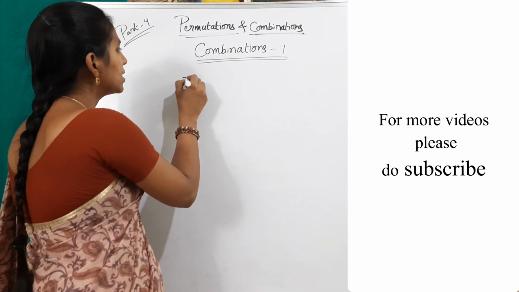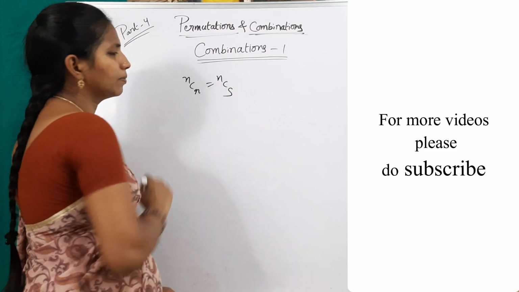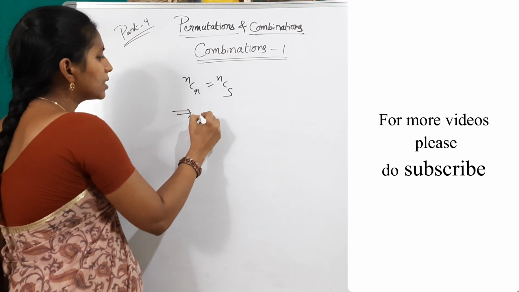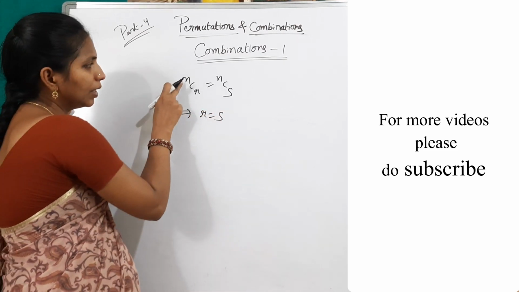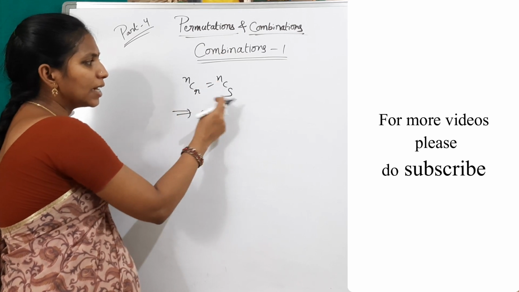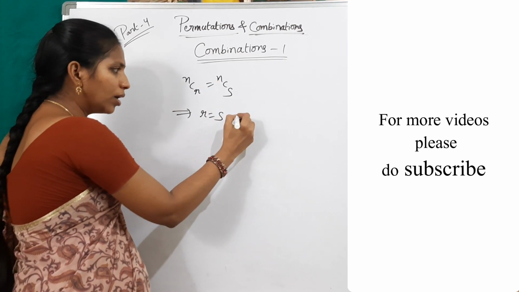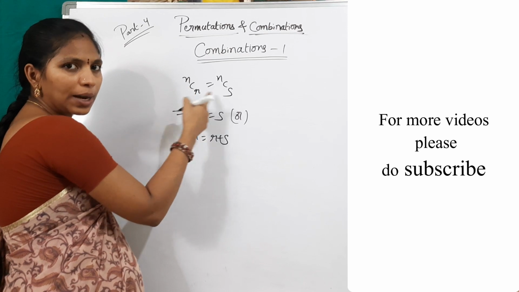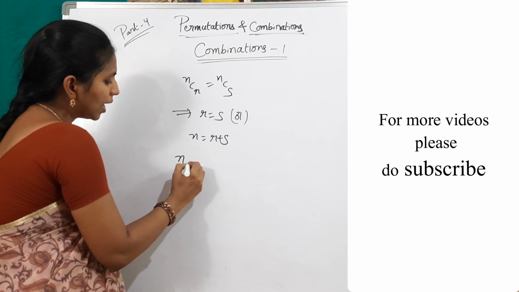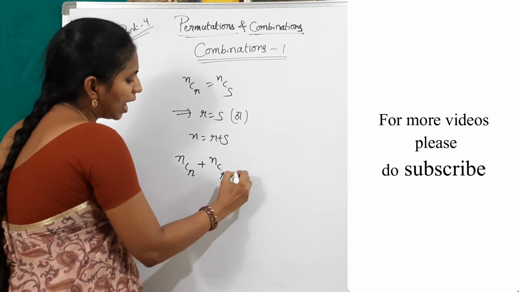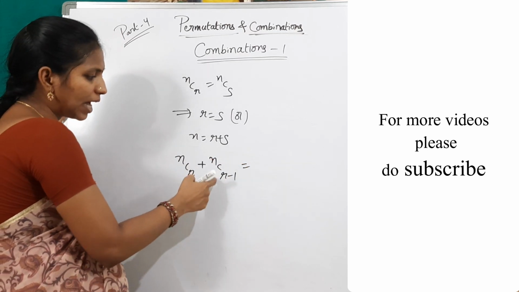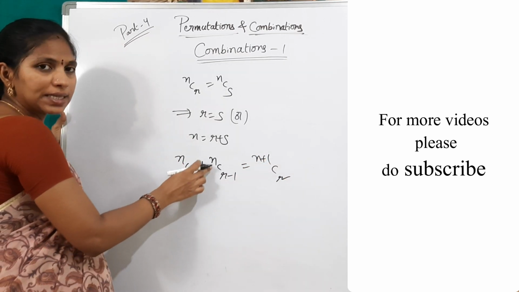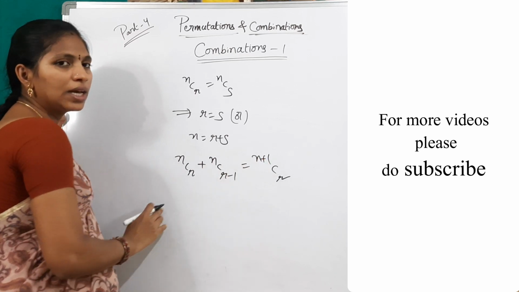Another formula is NCR equal to NCS. That implies R equal to S. Here NCR equal to NCS means R is equal to S, or N equal to R plus S. Another formula is NCR plus NC(R minus 1) is equal to (N plus 1)CR.